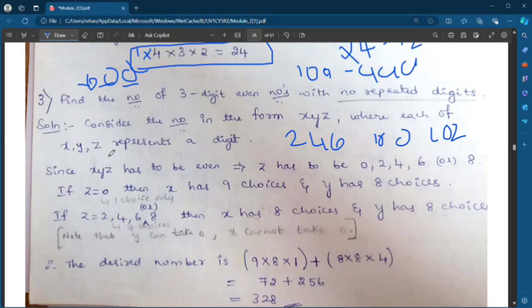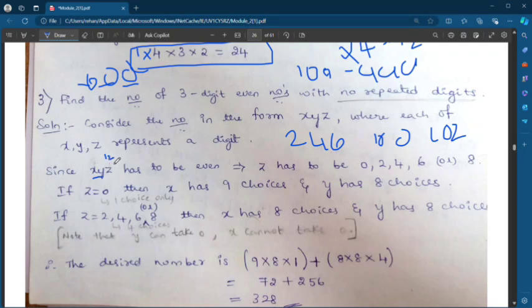Let xyz represent the digits. Since the number has to be even, z has to be 0, 2, 4, 6 or 8. The first two digits I'm leaving as they are. The last digit decides whether it is even or odd, right?